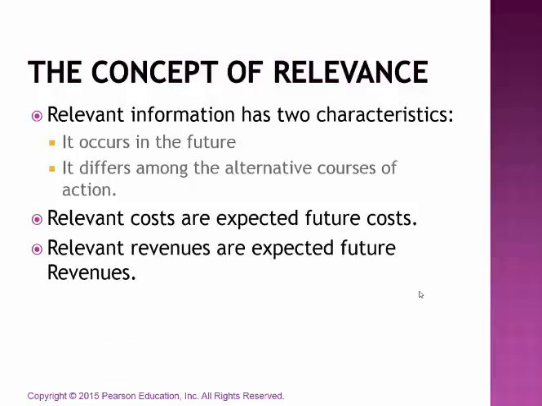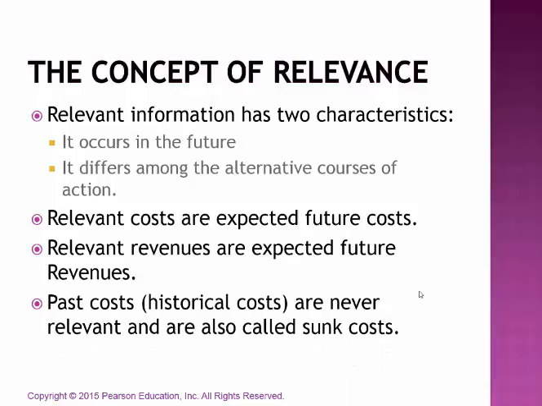All right, so relevant costs are the costs that are expected to change in the future, and the relevant revenues are expected future revenues. All right, and they need to change or be different amongst the alternatives that we're analyzing. If they don't change or if they are not different, we're going to ignore them because they are irrelevant.